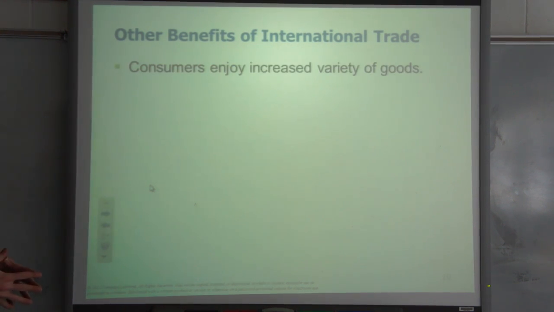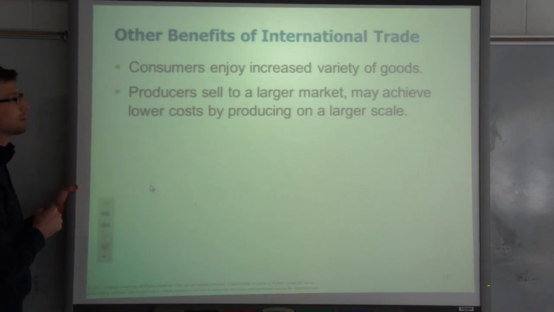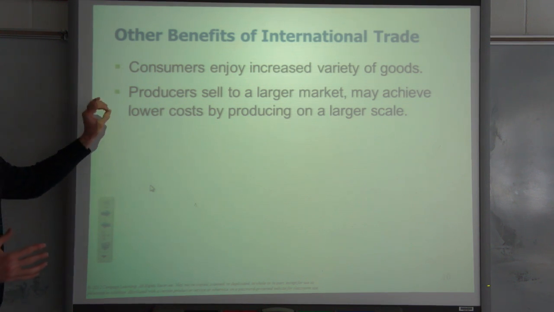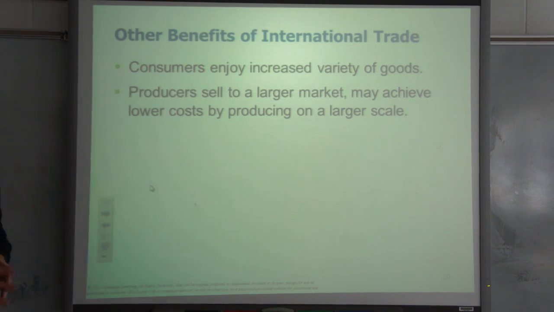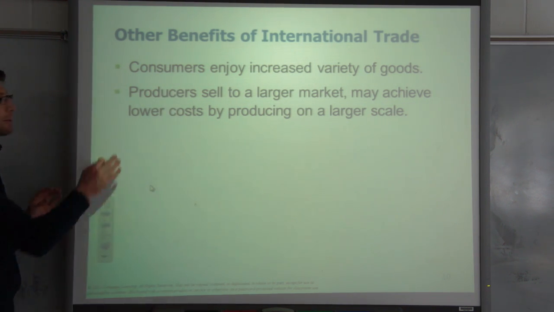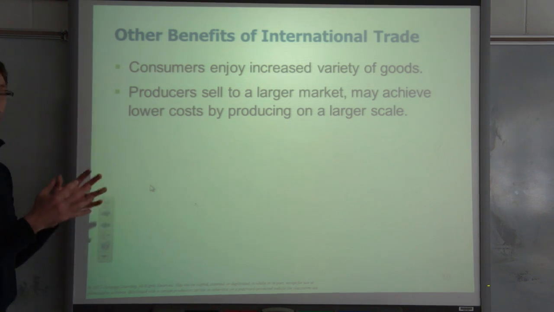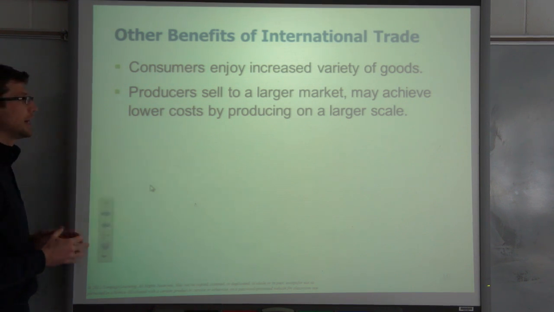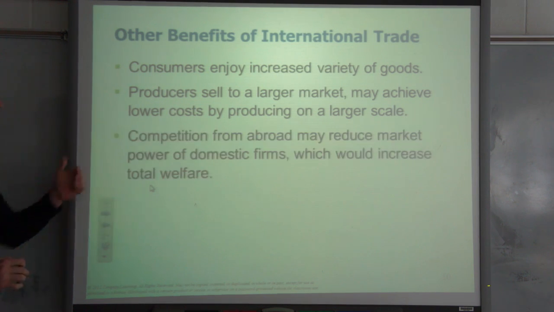Other benefits of international trade. Consumers are going to enjoy a variety of goods. We think there's value in variety. Producers sell to a larger market, and they may achieve lower costs by producing on a larger scale. We'll talk about economies of scale in future chapters. It'll make more sense why when you sell more, you actually see reduced costs, and thus opening ourselves up to international trade may indeed be beneficial above and beyond what we just showed you.